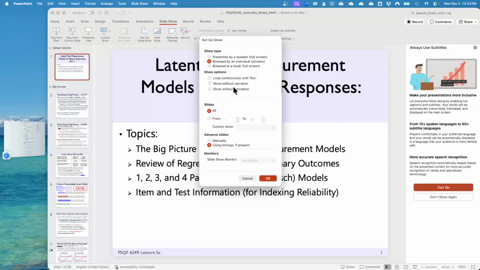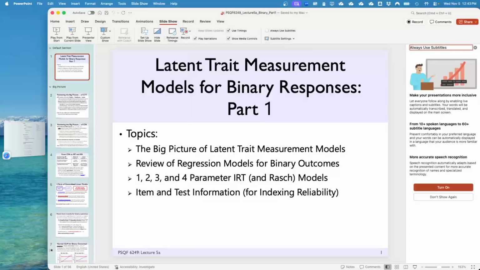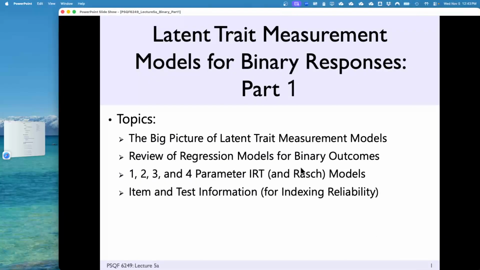Or individual. There we go. Let's try that. There we go. That looks a little better.